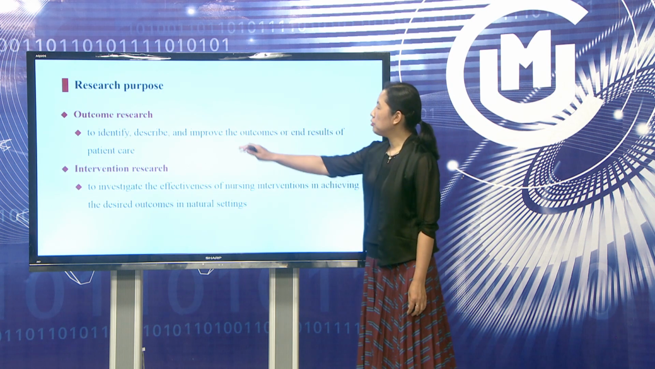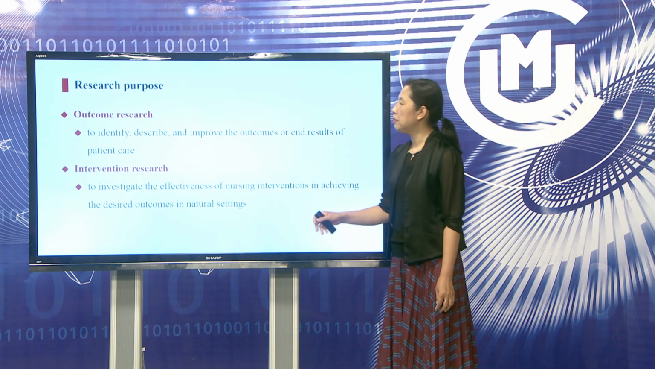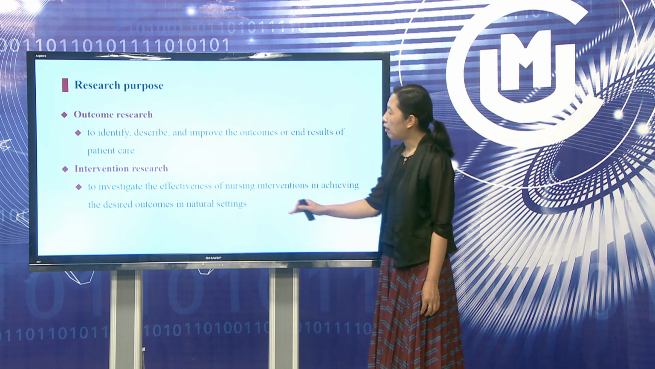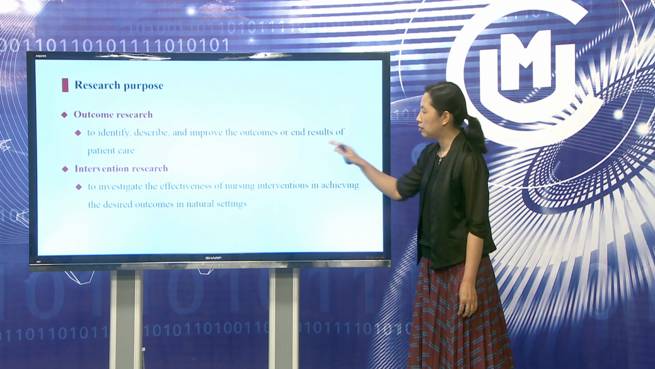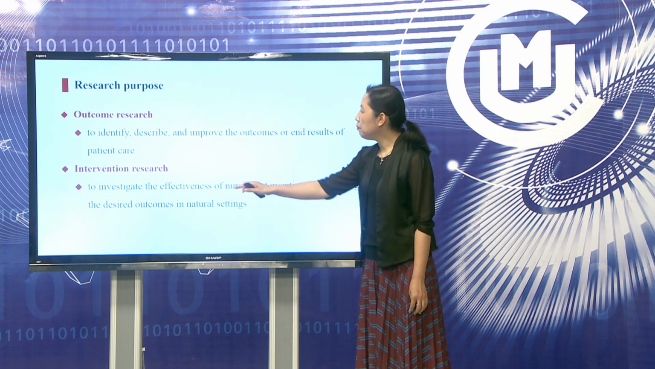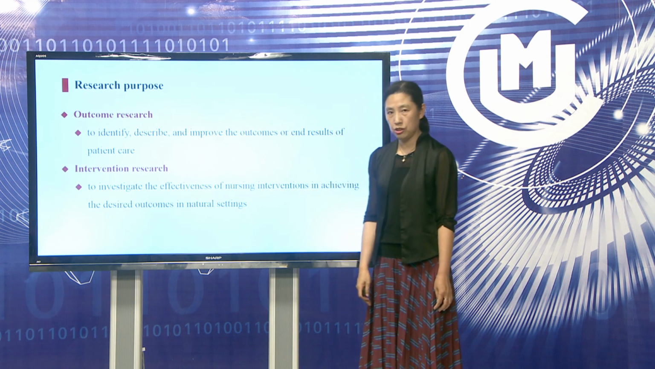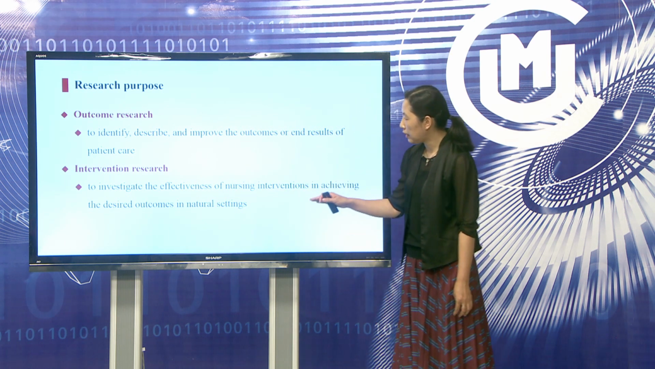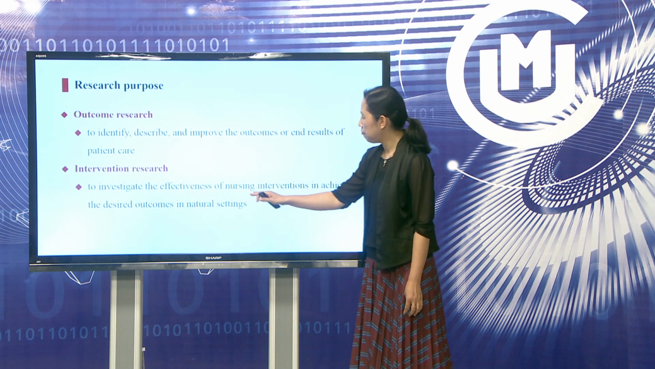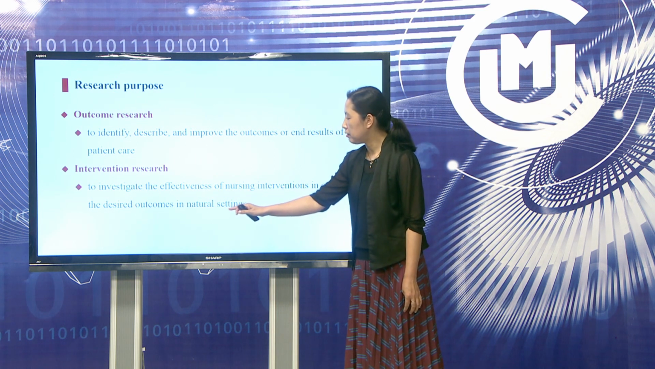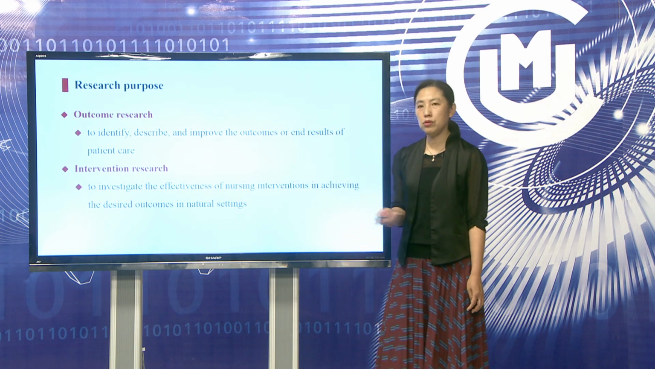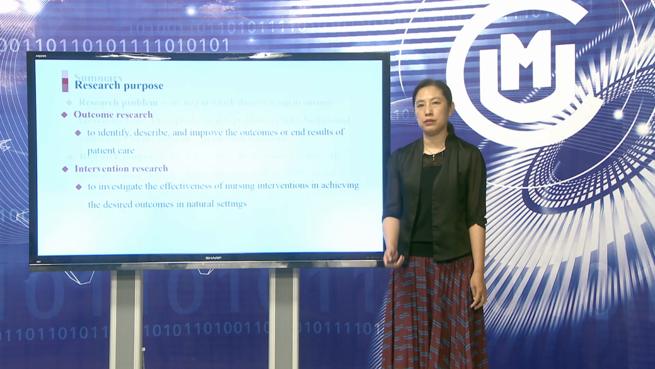For outcomes research, you may write the purpose as: to identify, describe, and improve the outcomes or end results of patient care. Or for interventional research, you may write: to investigate the effectiveness of a nursing intervention in achieving the desired outcomes in a natural setting. Those are examples for the purpose.